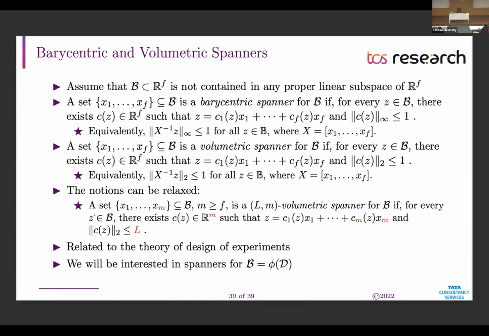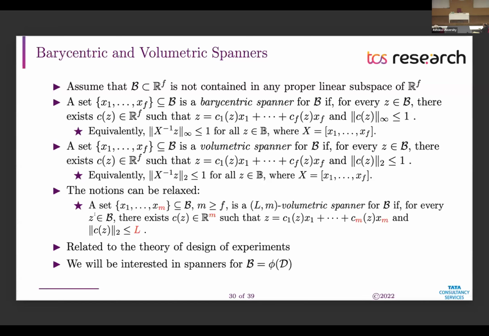Equivalently, if I compute x inverse z, where the column vectors of x are simply these points, then the infinity norm of that vector should be less than or equal to 1, and this should hold for all points z that I am trying to express as a linear combination of these points. As I vary z over B, this should remain below 1. Similarly, a set of vectors x1 to xf is called a volumetric spanner if you can express any vector in that set as a linear combination of these f vectors, except that the sum of the squares of the coefficients should be less than or equal to 1. In other words, the 2-norm of this vector x inverse z should be less than or equal to 1.